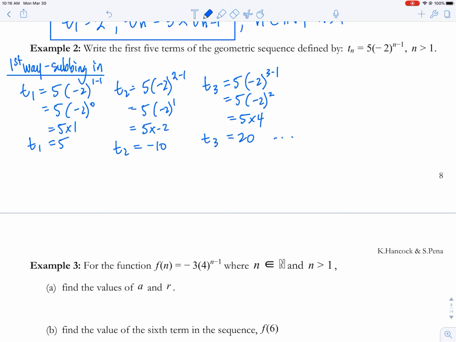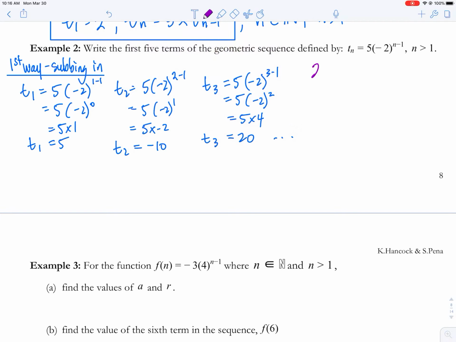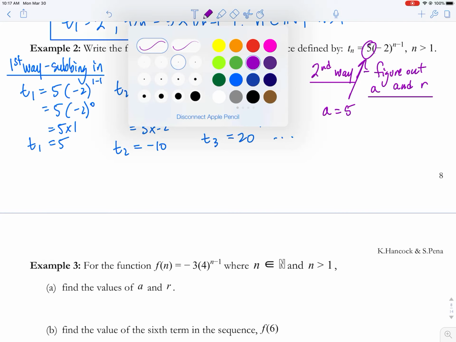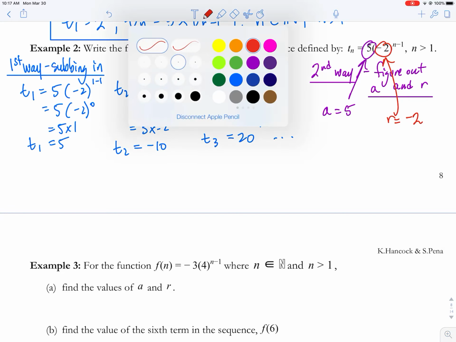The second way of doing it, I'm going to do it in a different color, is to figure out A and R. So if we look at this question here, this first term out front, that's going to be A. So A equals 5. This number inside the bracket, that's going to be our R. So R equals minus 2.